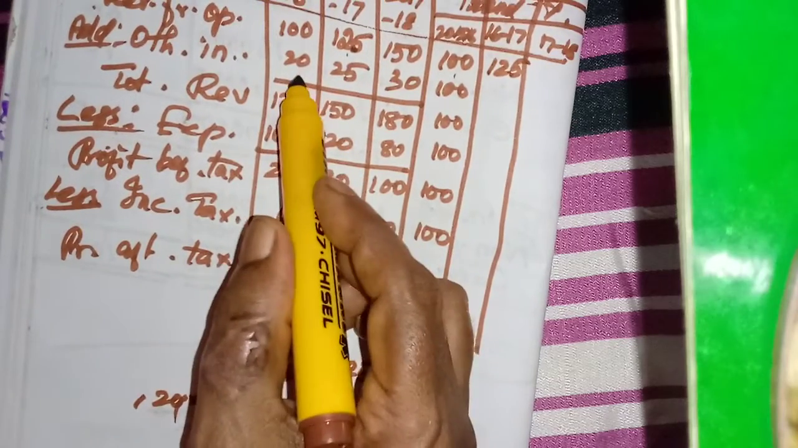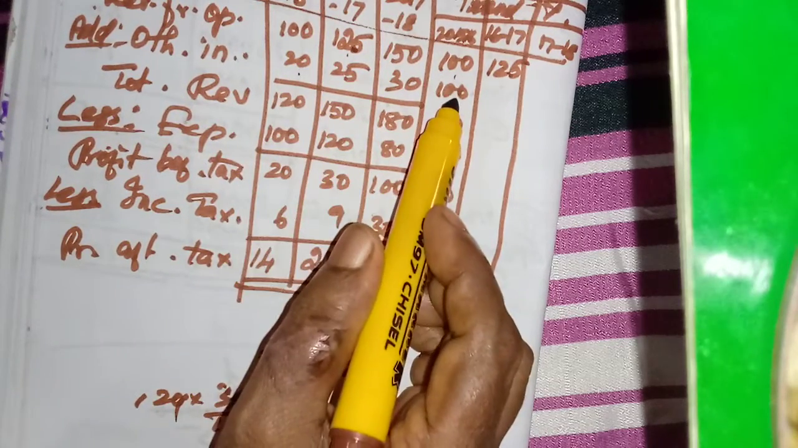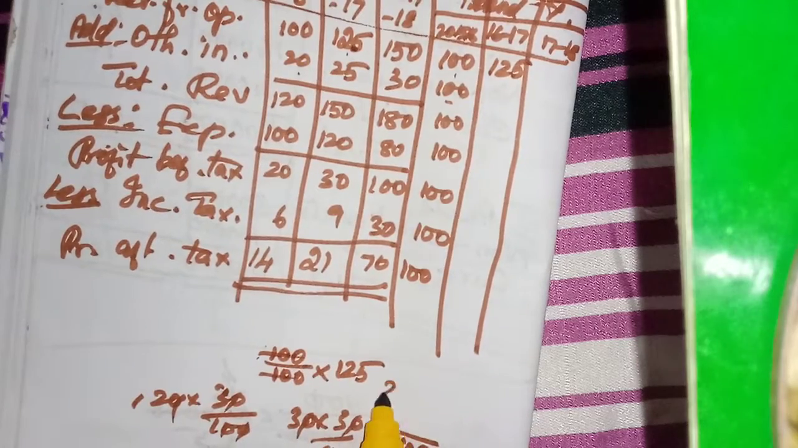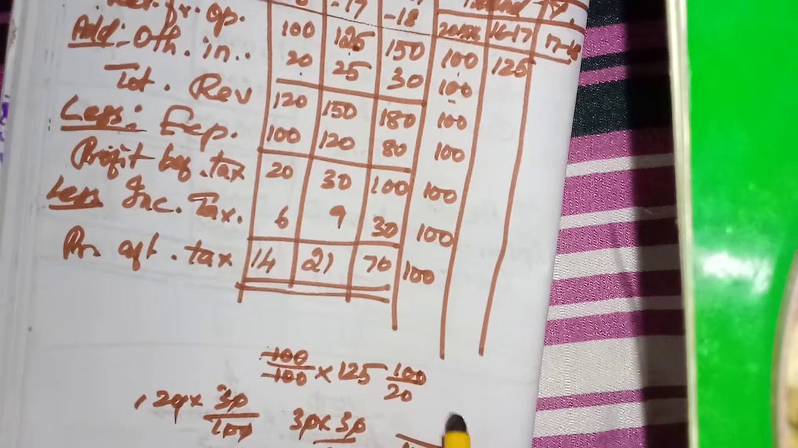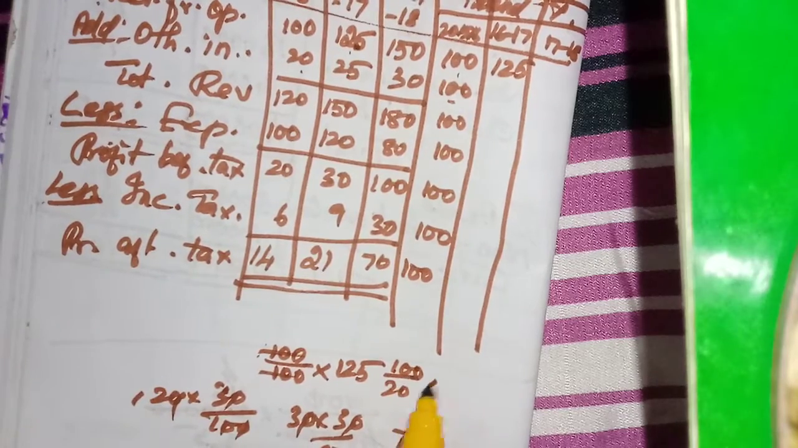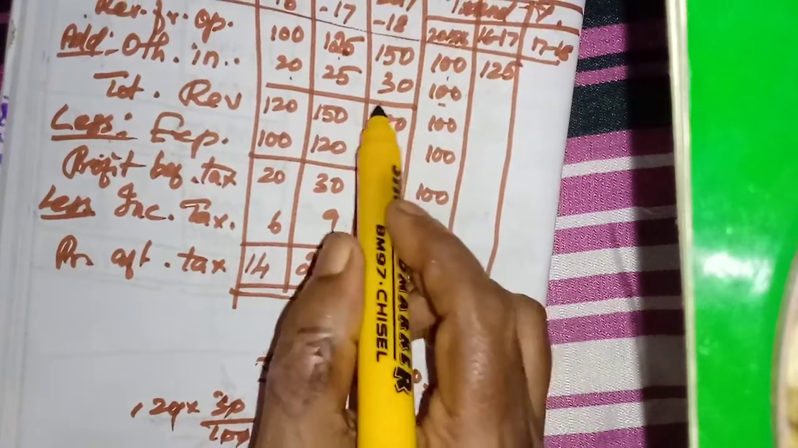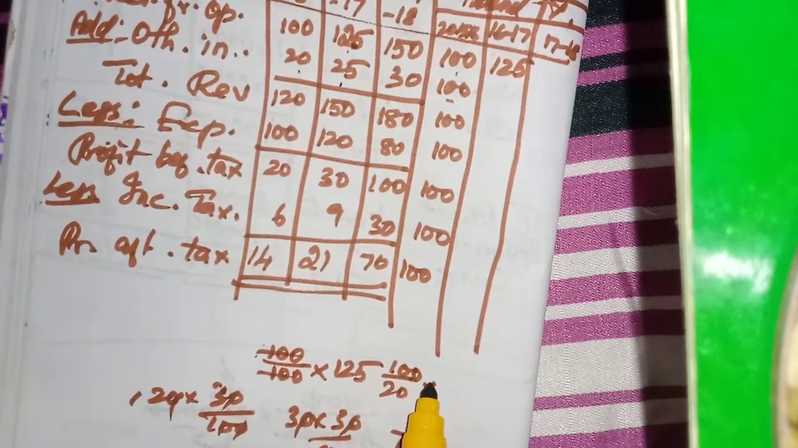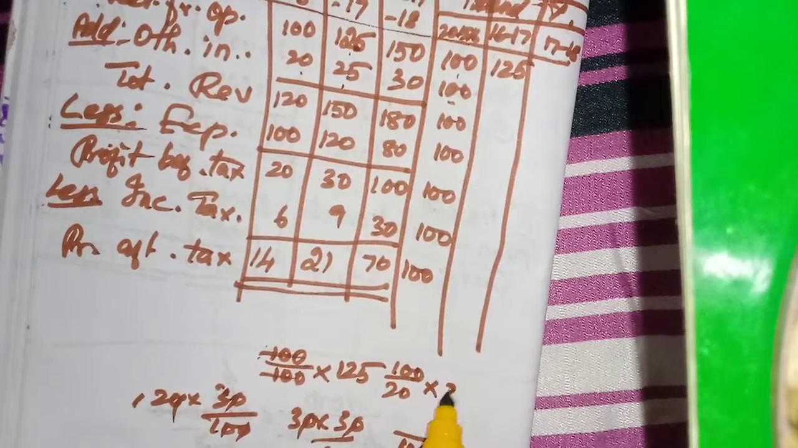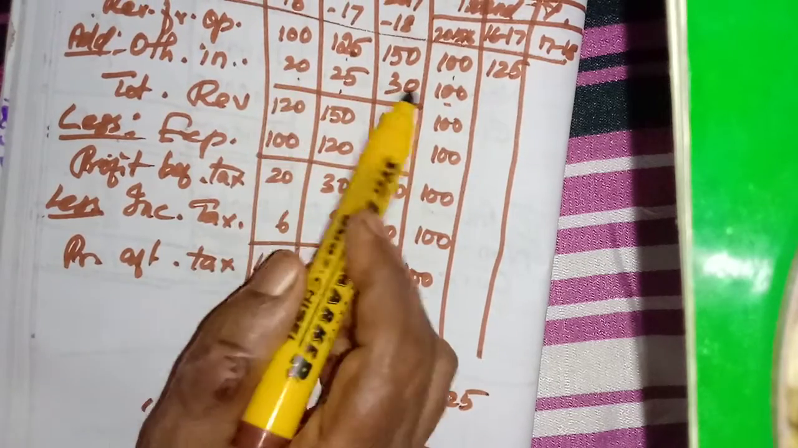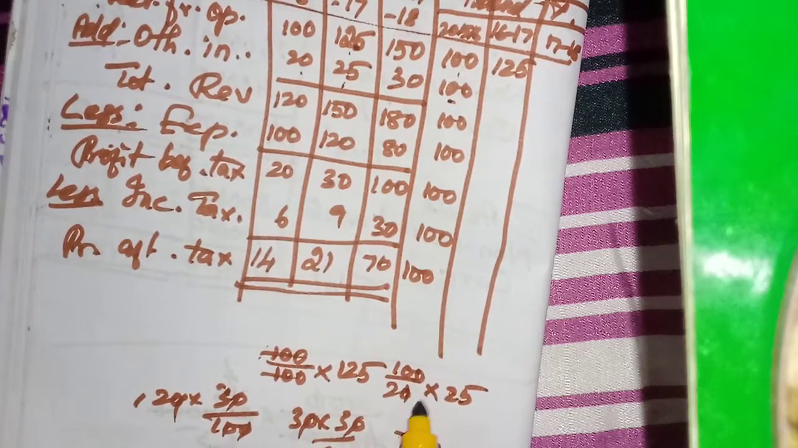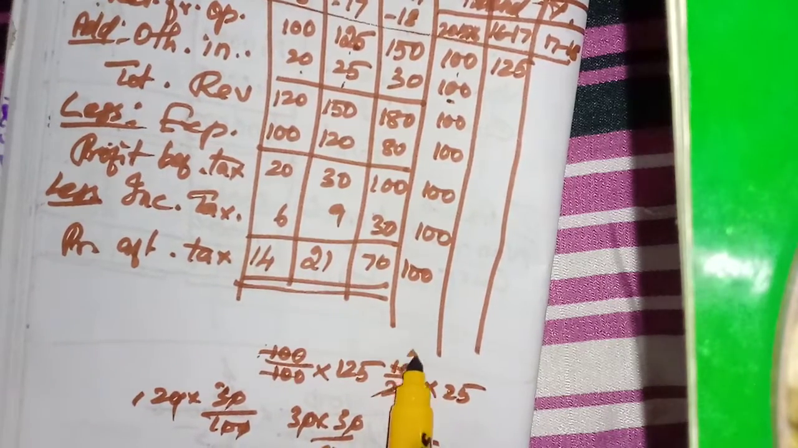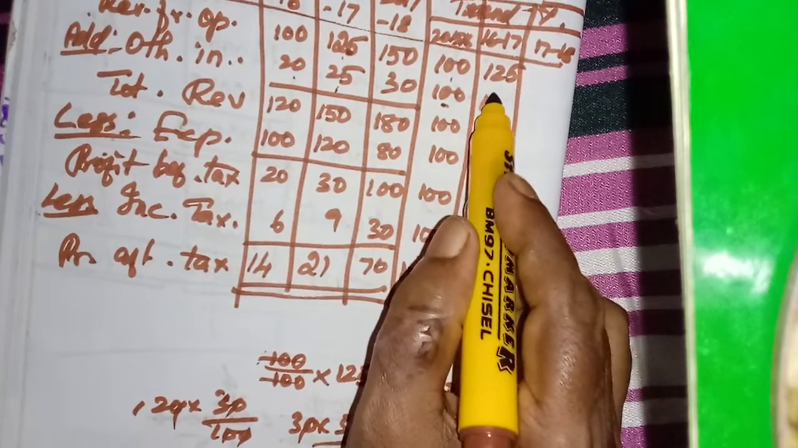Next one, for this one you see, for 20 it is 100. Then how much for 25? For 20 how much? 100. So how much for 25? 10, then here 5. 5 into 25, 125.